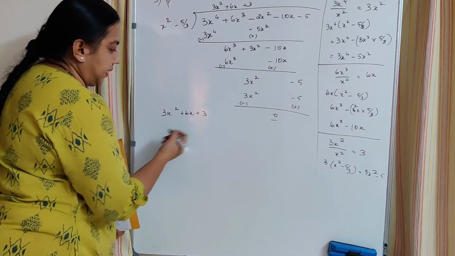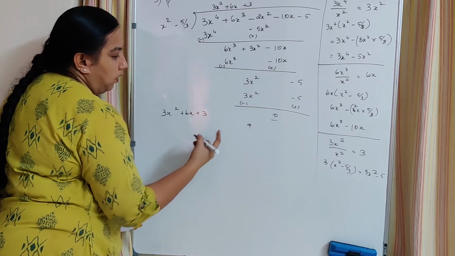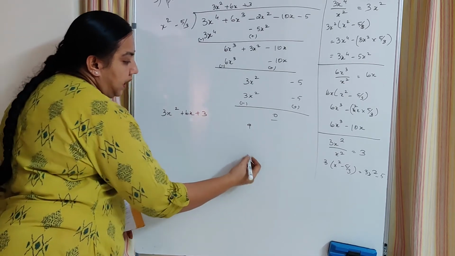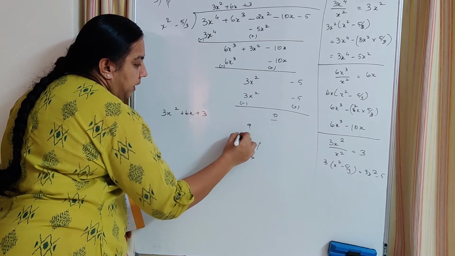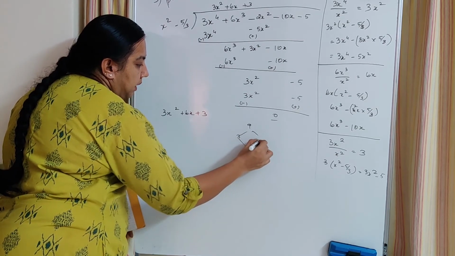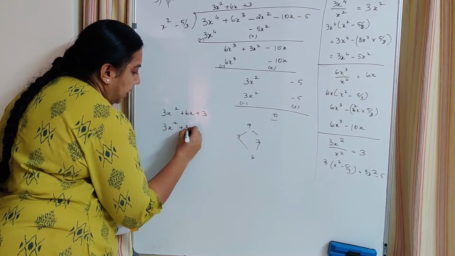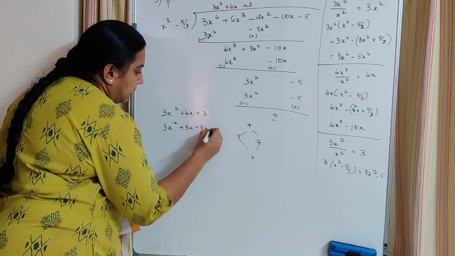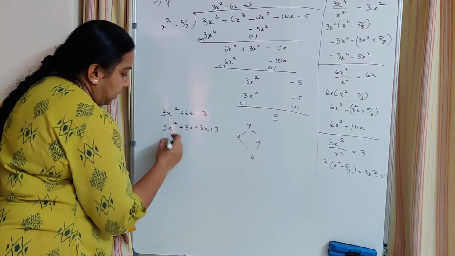Now I am going to factorize it. This 3 into 3 is 9. I want the product of the two numbers to be 9 and the sum of the two numbers to be 6. So obviously it will be 3 and 3. So 3x square plus 3x plus 3x plus 3, and then I take the common term outside.